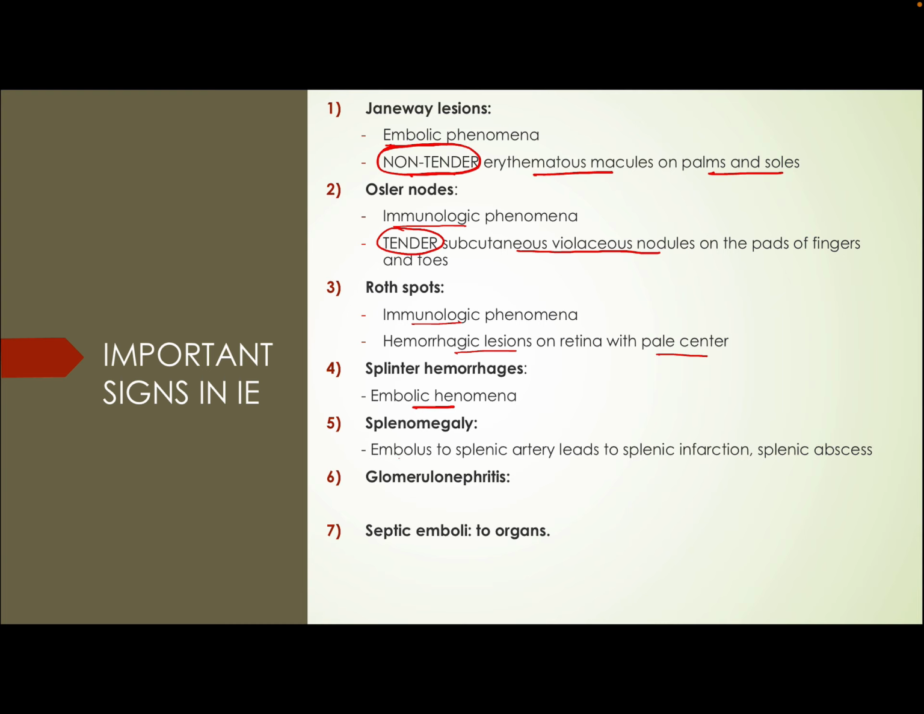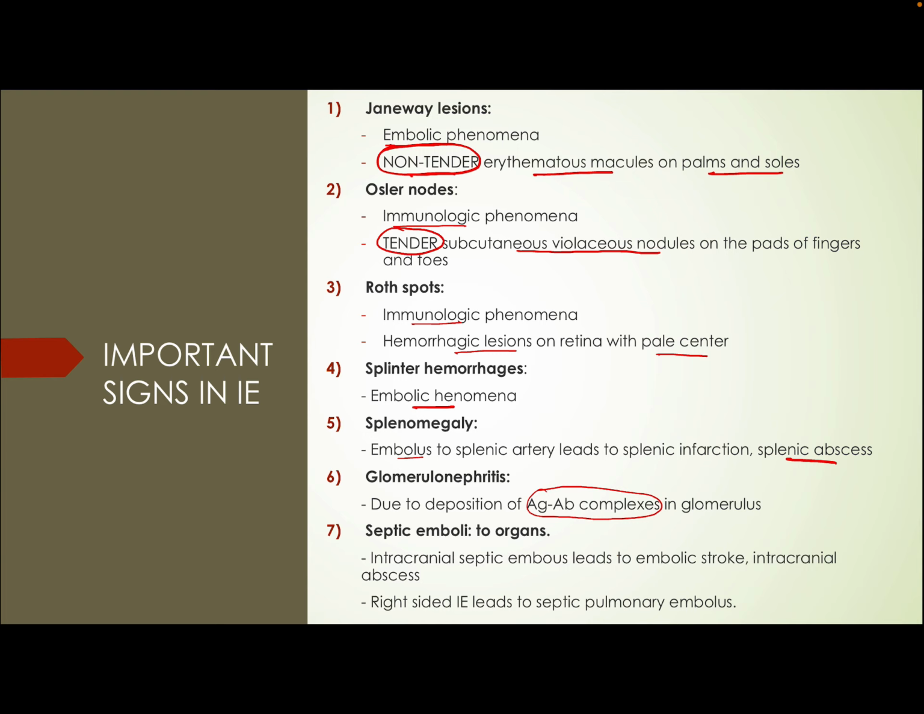Splenomegaly is caused because of an embolus to the splenic artery, leading to either splenic infarction, or if the septic embolus goes into the spleen, it can lead to a splenic abscess. Glomerulonephritis is an immunologic phenomenon due to deposition of antigen-antibody complexes in the glomerulus. And finally, because of septic emboli to organs, an intracranial septic embolus can lead to an embolic stroke. It can lead to intracranial abscess as well. And right-sided infective endocarditis leads to septic pulmonary emboli.